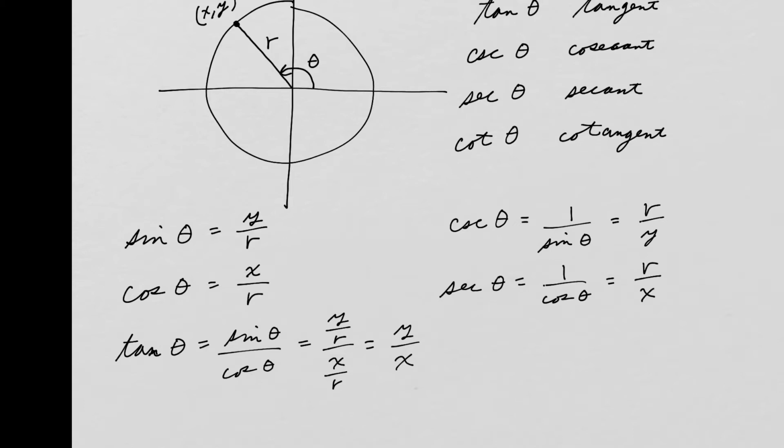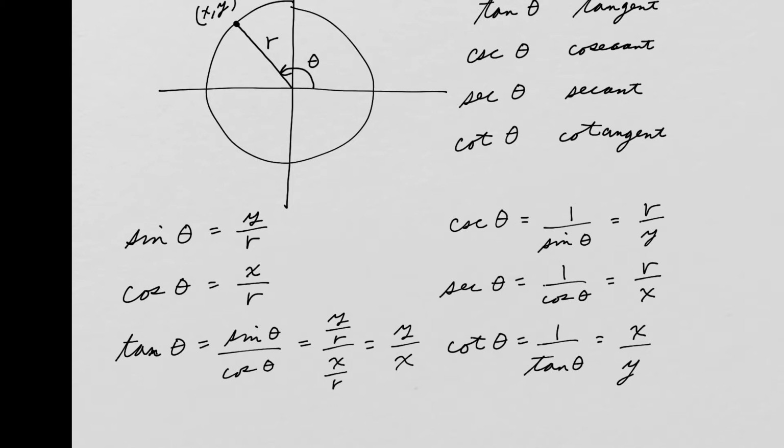And then finally, cotangent is 1 over tangent. But since tangent is y over x, cotangent is going to be x over y. So those are the definitions of all 6 trigonometric functions.